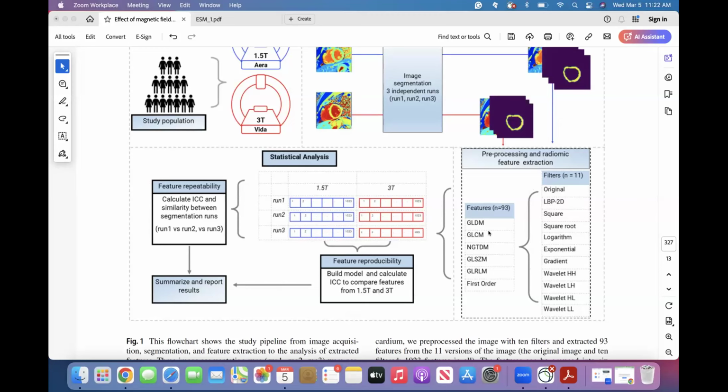So after pre-processing and extracting features, we have 1023 features extracted from each image mask pair, right? So for these features, we can compare features extracted from 1.5 Tesla images to features extracted from 3 Tesla images for reproducibility. And then we can compare features from segmentation run 1 against run 2 and 3 for repeatability, right?